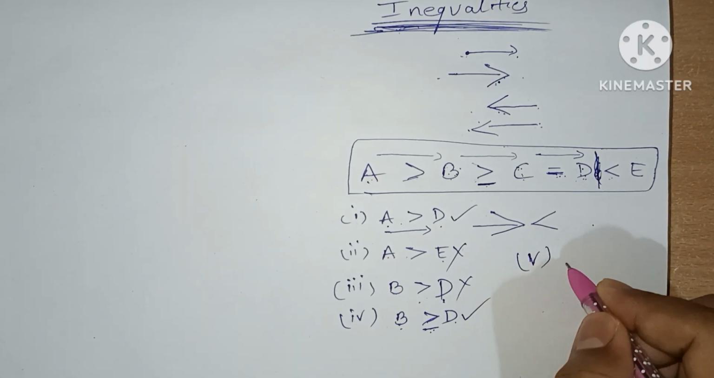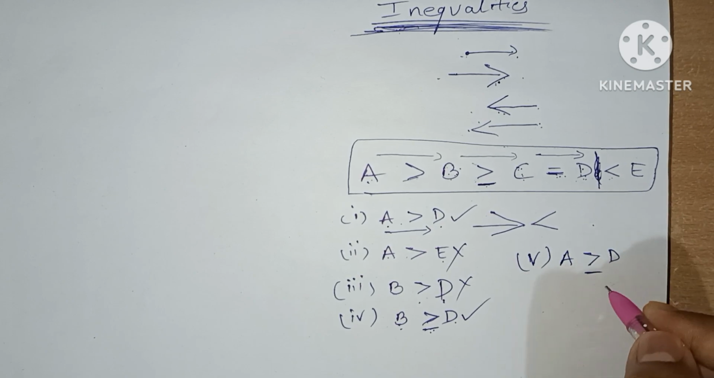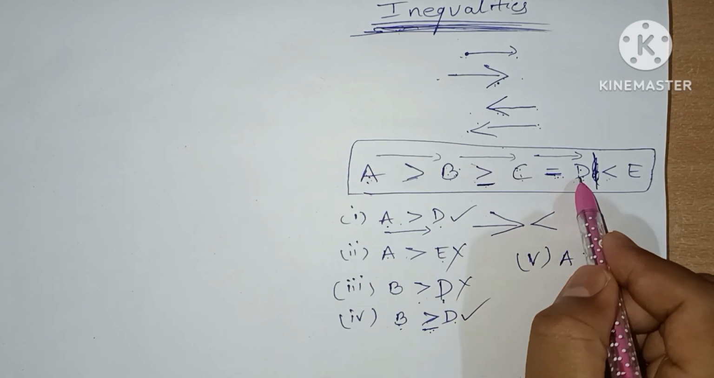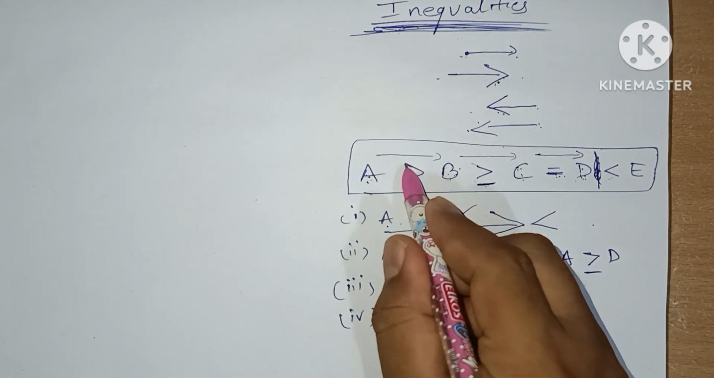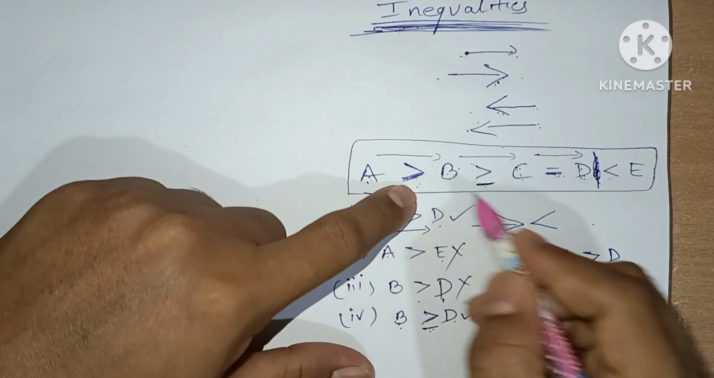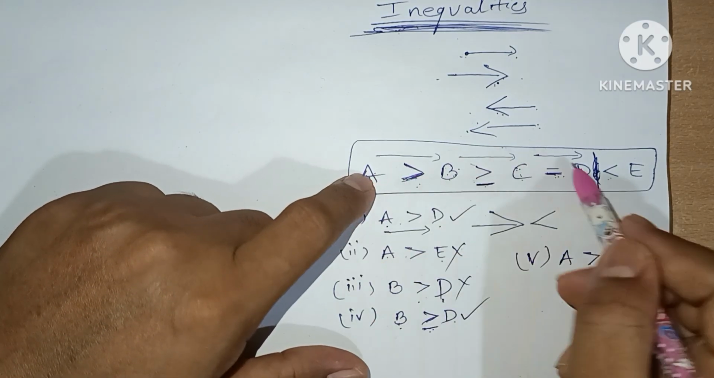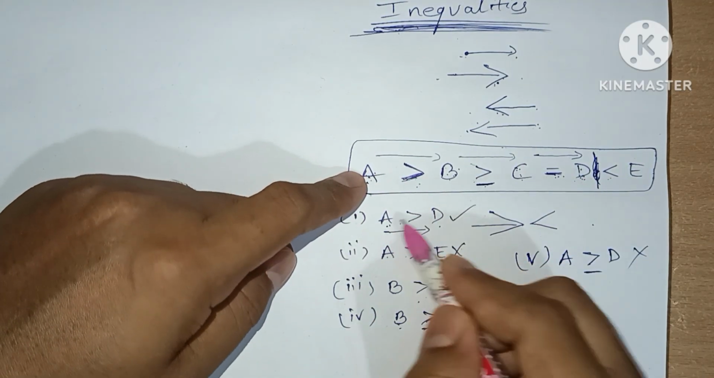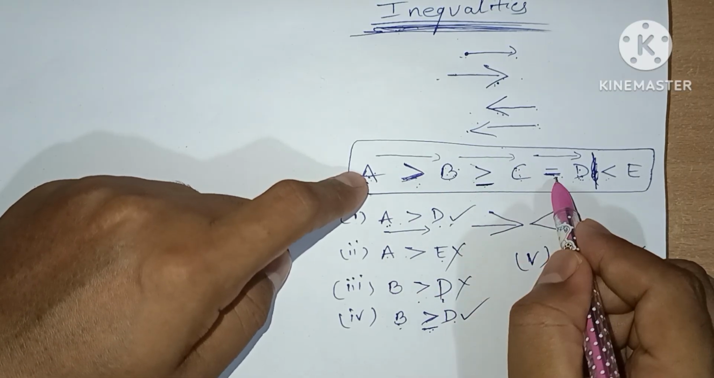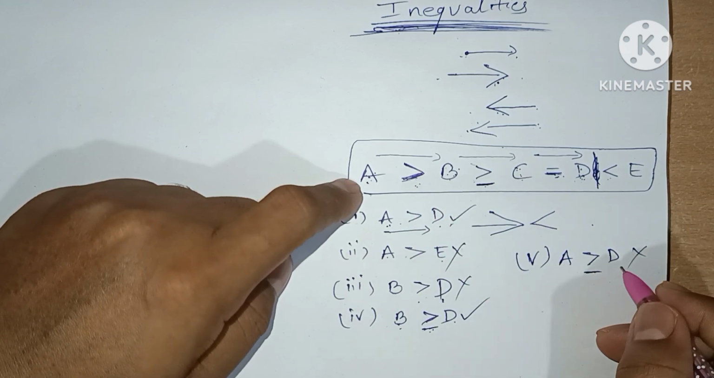The fifth conclusion says the flow from A to D with equal to everywhere, is it possible or not? We can flow from A to D, it is possible, but there is no equal to here, so this case fails. Do you understand? The flow from A to D is possible, so the first conclusion is true, but with equal to everywhere, we have equal to in two cases but there is no equal to here, so the whole case fails.